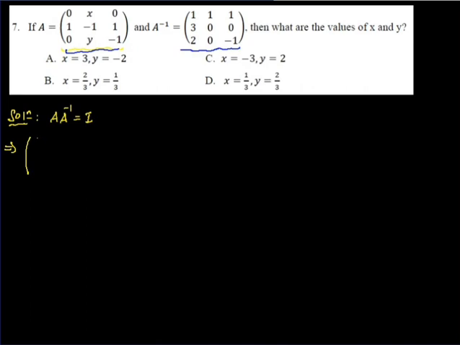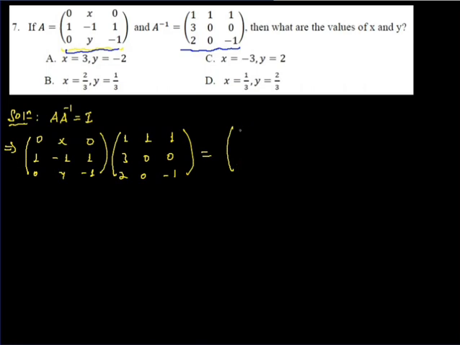A is 0 X 0, 1 minus 1 1, 0 Y minus 1. This is matrix A, and its inverse is 1 1 1, 3 0 0, 2 0 minus 1. This must give us an identity matrix of 3 by 3: 1 0 0, 0 1 0, 0 0 1. This is an identity matrix for 3 by 3.